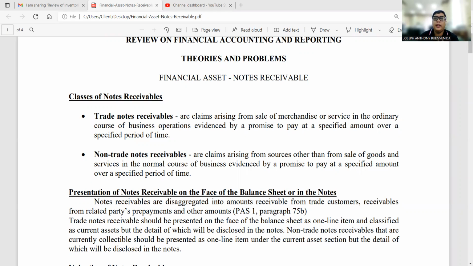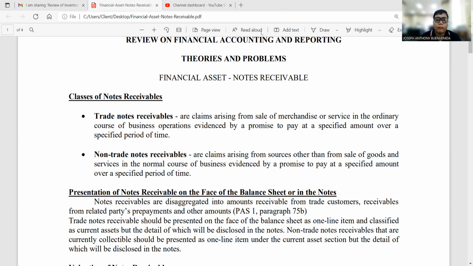So guys, today we are going to continue our discussion on receivables. But we are going to specifically discuss today the notes receivable. Unlike accounts receivable, which is informal, here in the notes receivable there is a written agreement, a written contract, to pay some amount on a specific date. That is a notes receivable. So there are two classes of notes receivable.